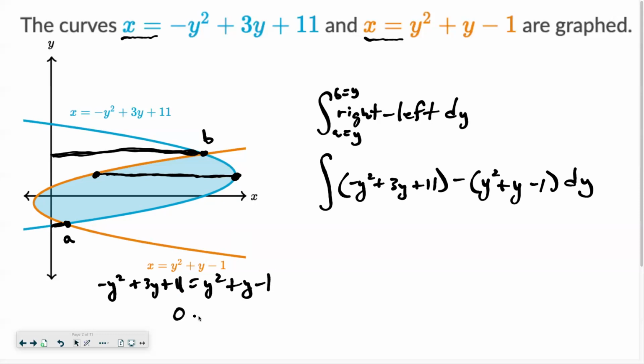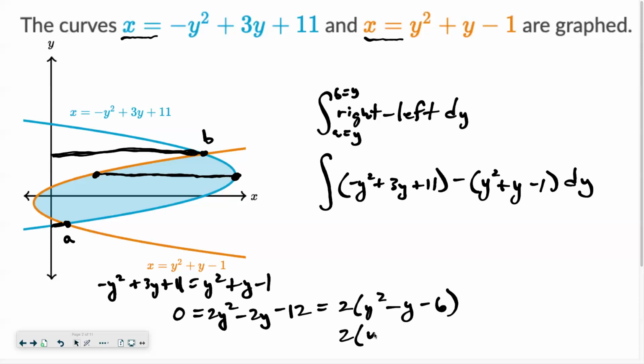What am I? I'm going to have 0 equals 2y squared minus 2y minus 12. So that factors into y minus 3 and y plus 2. So this has a y value of -2. This has a y value of 3.